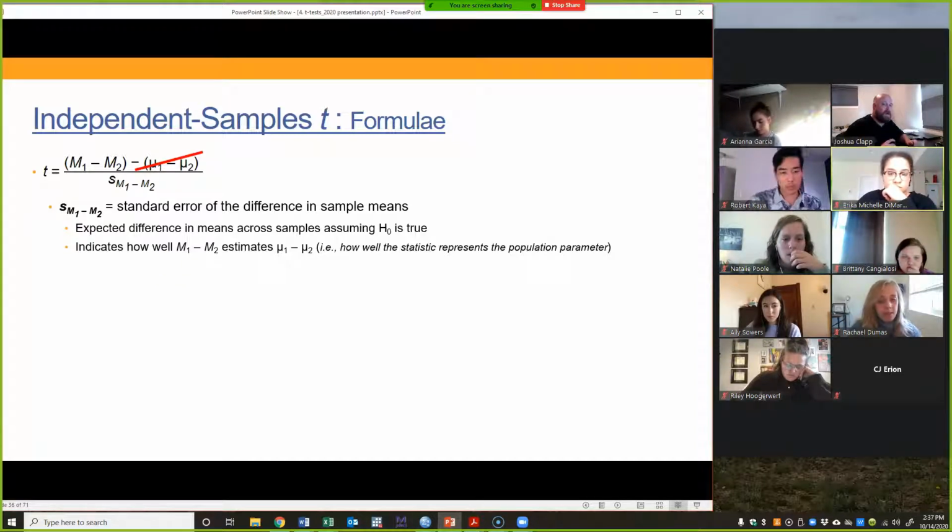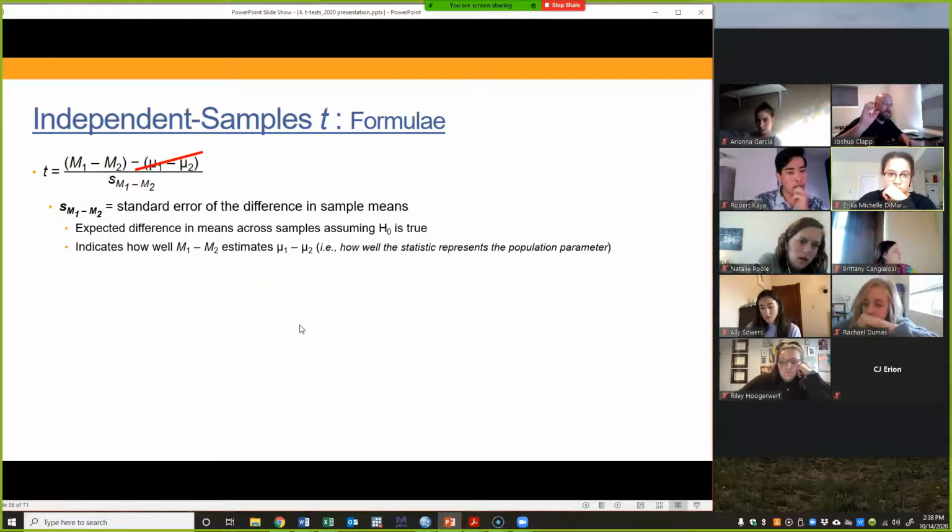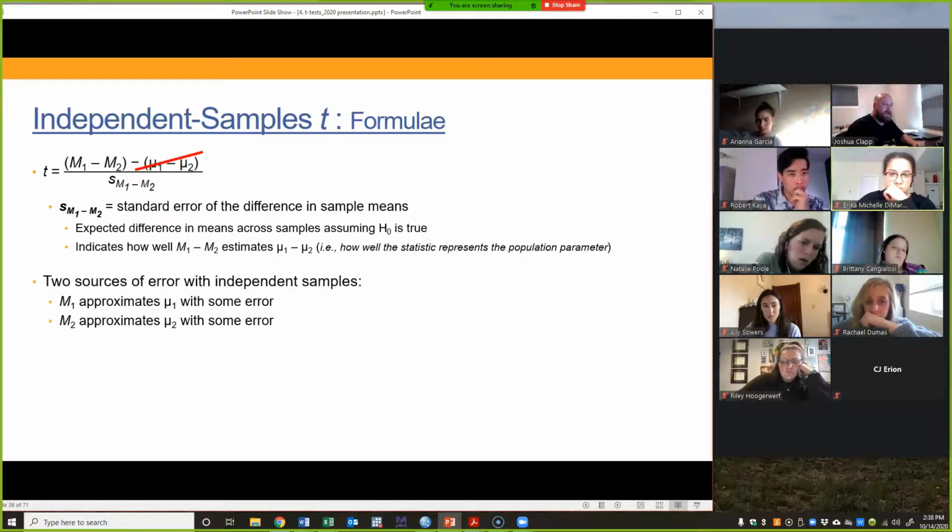Okay, this is our expected difference in the means across samples, assuming the null is true. Again, our standard error here is telling us how well we would expect the difference in mean 1 and mean 2 from our samples to estimate our population difference. Okay, but what happens with our independent sample t-test, because we're looking at the standard error of a difference score, right? And so what ends up happening is we end up with two sources of error now, whereas with the single sample test, we were just working with one sample, right? And so we only had one source of potential error.